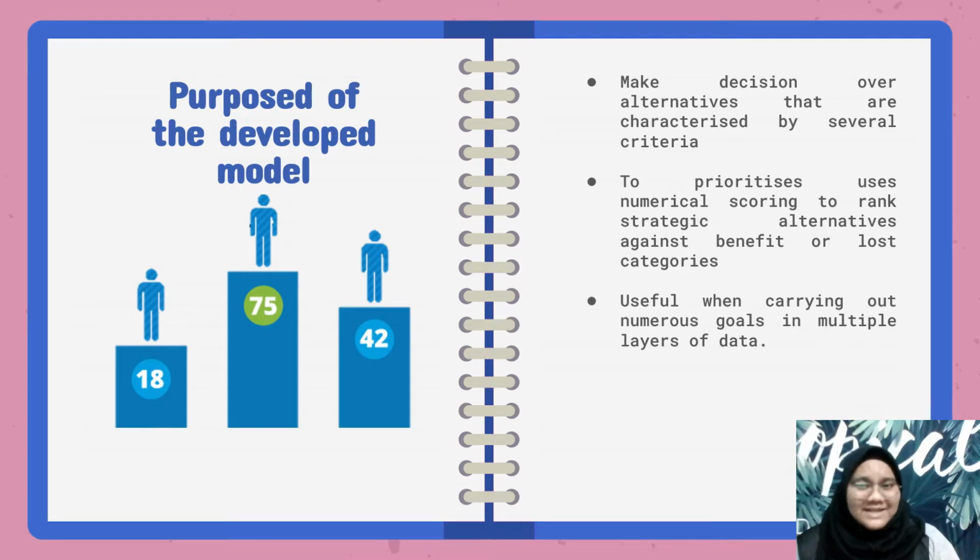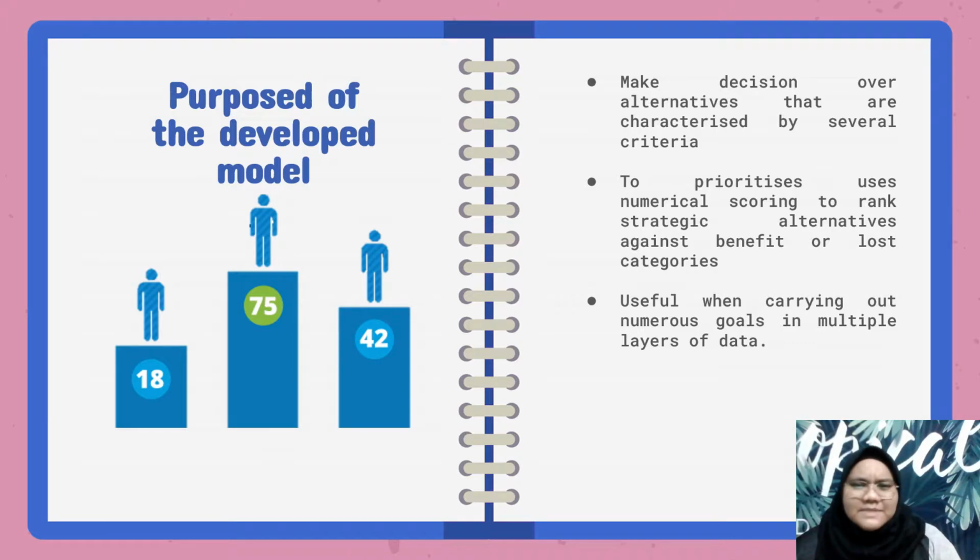The purpose of the developed model is to make decisions over alternatives that are categorized by several criteria. The method used is a scoring model, which uses numerical scoring to prioritize and rank strategic alternatives against benefit or loss categories. It is very useful when carrying out numerous scores in multiple layers of data.